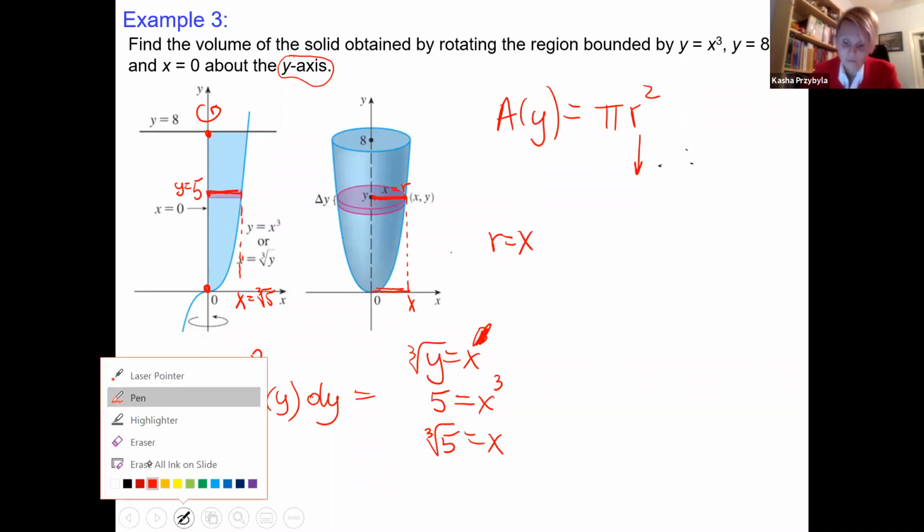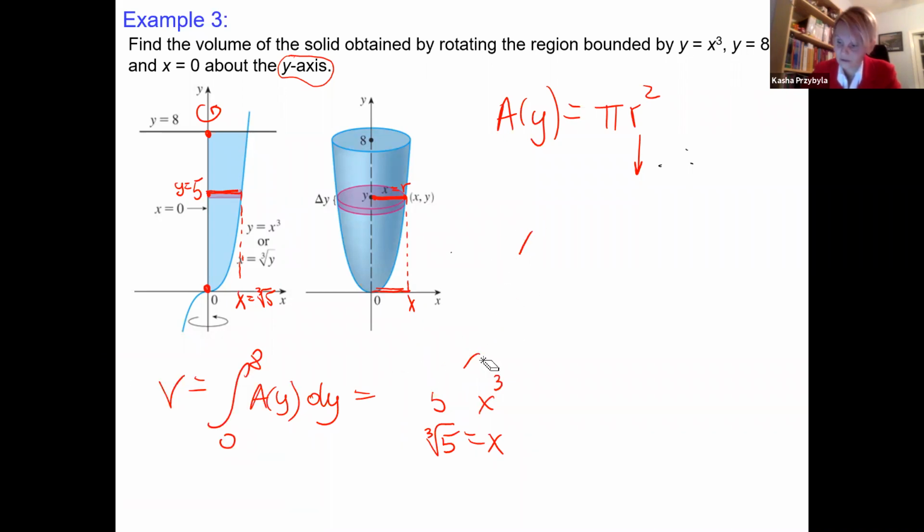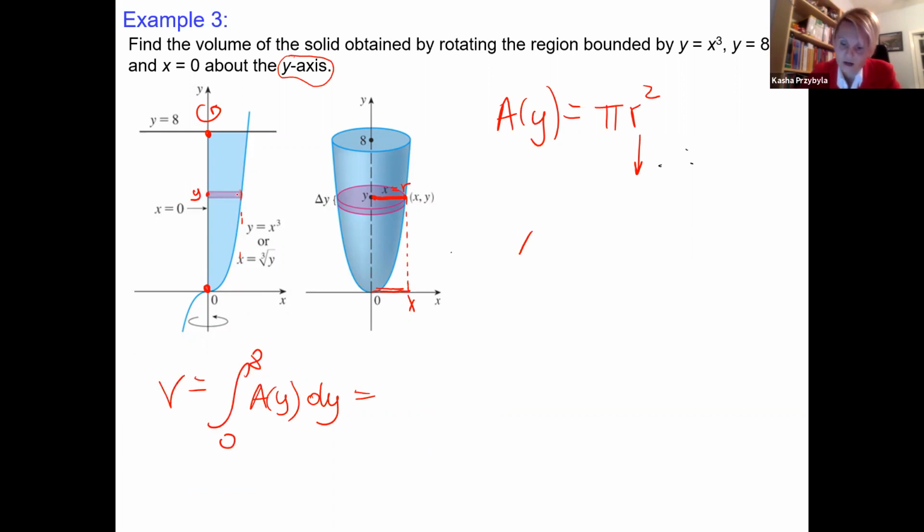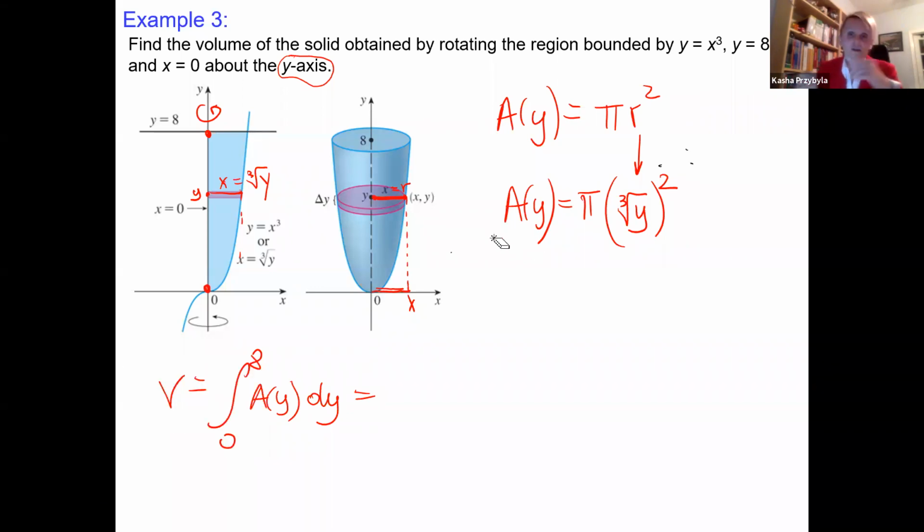I will erase this because it's a little bit too much. If this is y, this is x, but x is defined as the cube root of y. That's the radius. We're squaring the radius, and we do have the formula for the cross section.